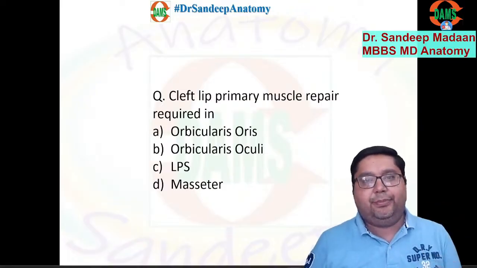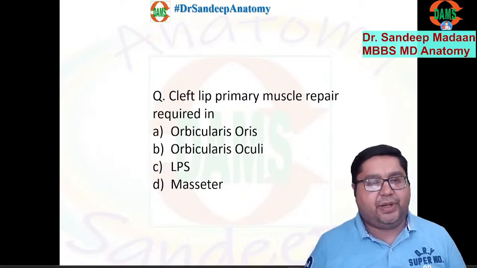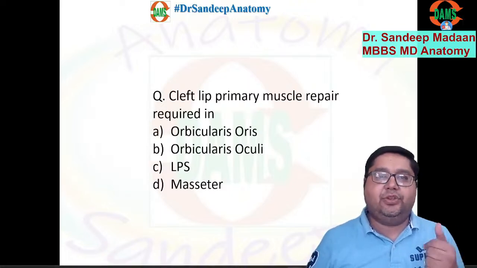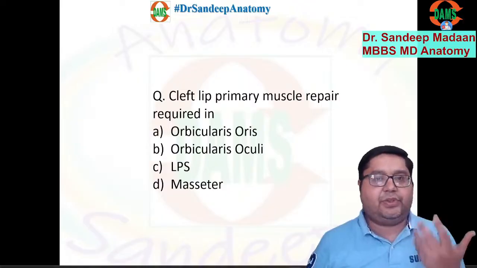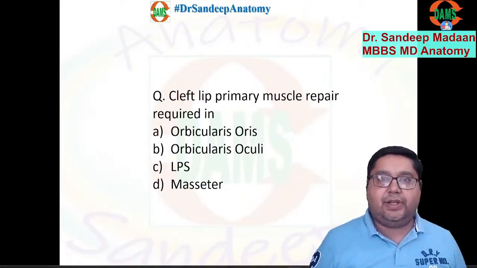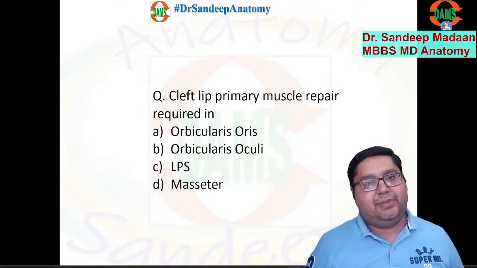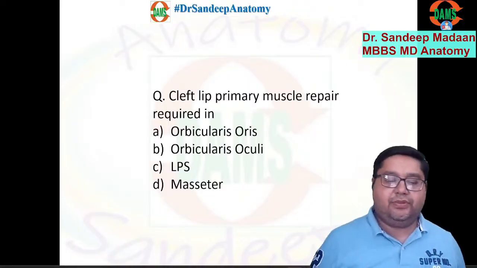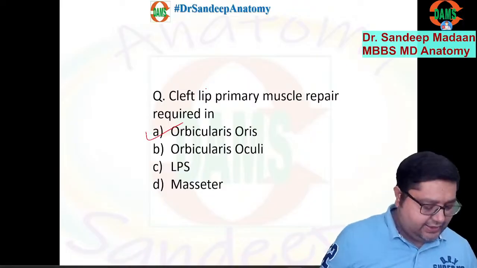The development of the lip and palate region is important from our exams point of view. They keep on asking. Earlier they used to ask if a midline cleft is there, which processes could not fuse, or if a unilateral defect is there. This time they asked about primary muscle repair. So whatever is there, orbicularis oris, we have to do the muscle repair. A is the answer.